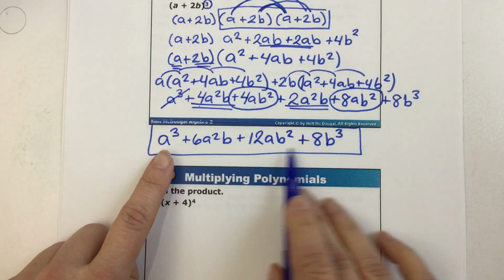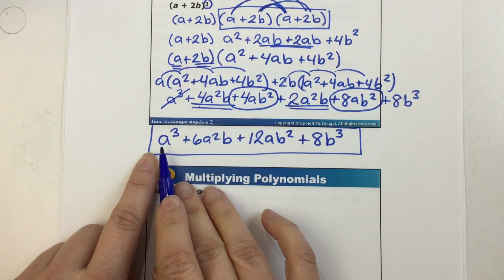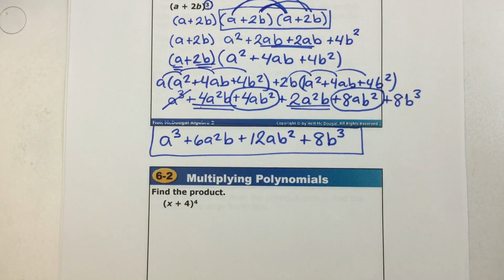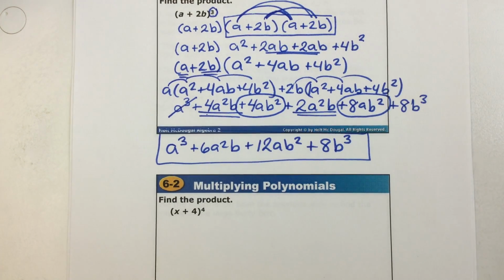And again, this could be in any order. So if you had 8b cubed plus 6a squared b plus a cubed plus 12ab squared, kudos to you, you're a rock star. That's still correct. Okay, let's look at another one.